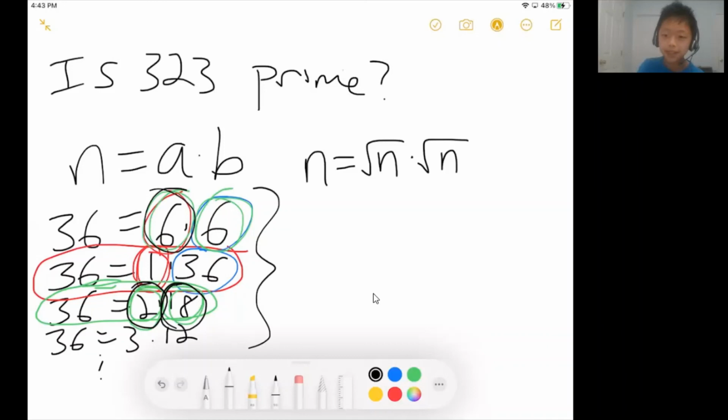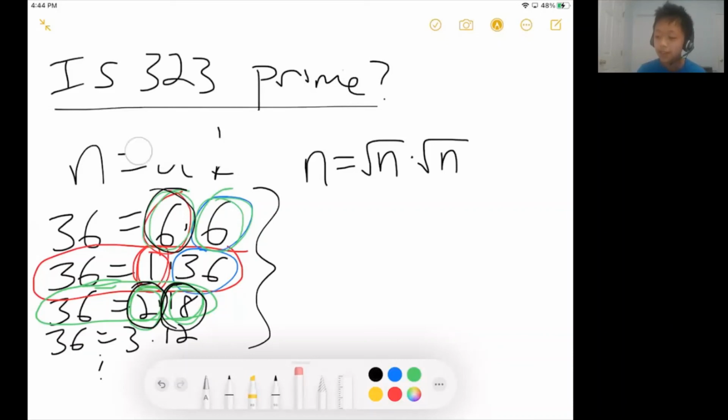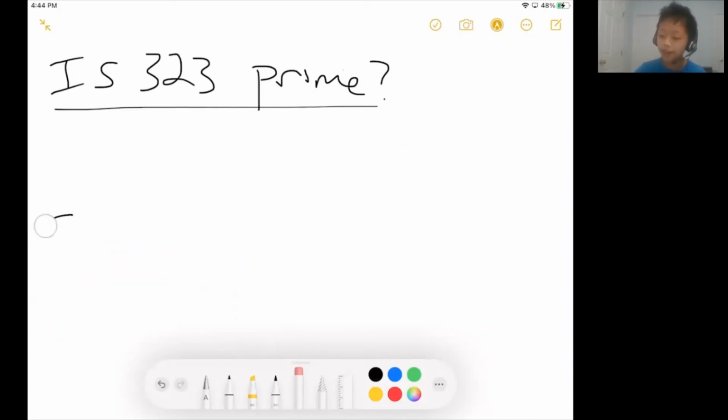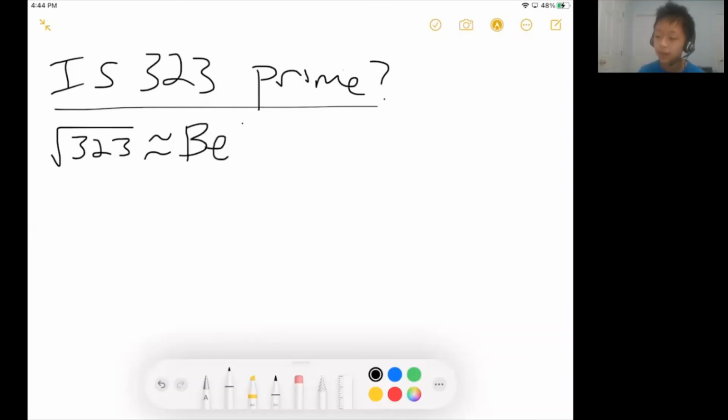Yeah, so let's take a look at an example. Let's apply this to an example: is 323 prime? Using our new algorithm, you first take the square root of the number and approximate it. The square root of 323 is going to be between 17 and 18.